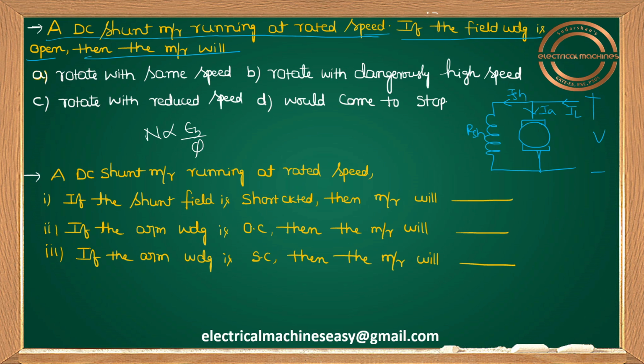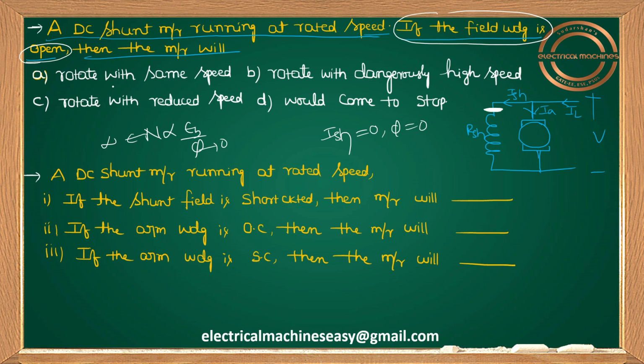Now what I'm asking here is, if the field winding is open circuited, what about the Ish current? Field winding open means what will happen to Ish? It will become zero, no? Flux becomes zero. So whenever flux becomes zero, what will happen to your N value? It will become infinite, no?